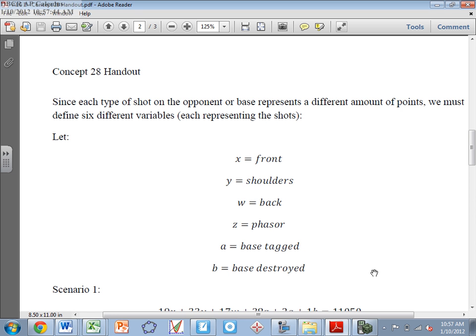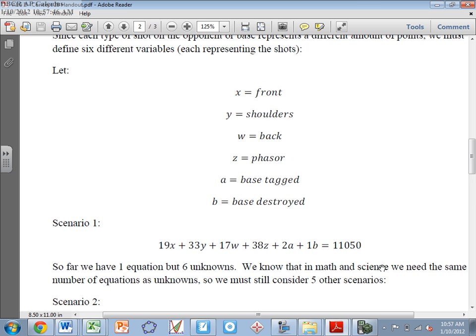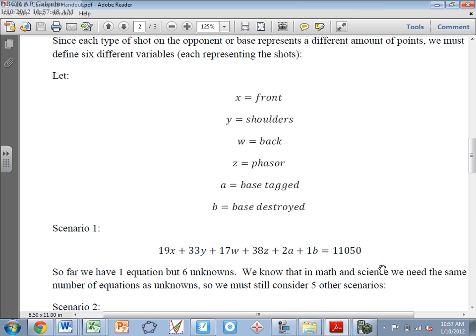So, looking at my card, I shot 19 people in the front. If you look at the actual card in the front, 19x, 19 in the front. Then I shot 33 people in the shoulders. I shot 17 people in the back. I shot 38 people in the gun. I shot the base twice, and then the third time I actually hit the base, he destroyed it. So I was the person that actually killed the base at the end. And then my total score is 1105.